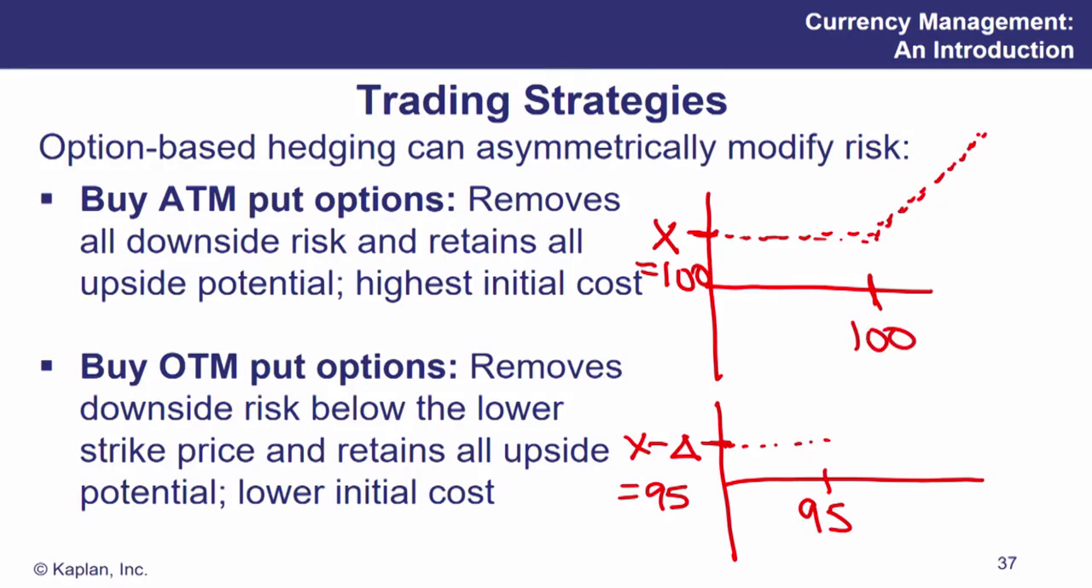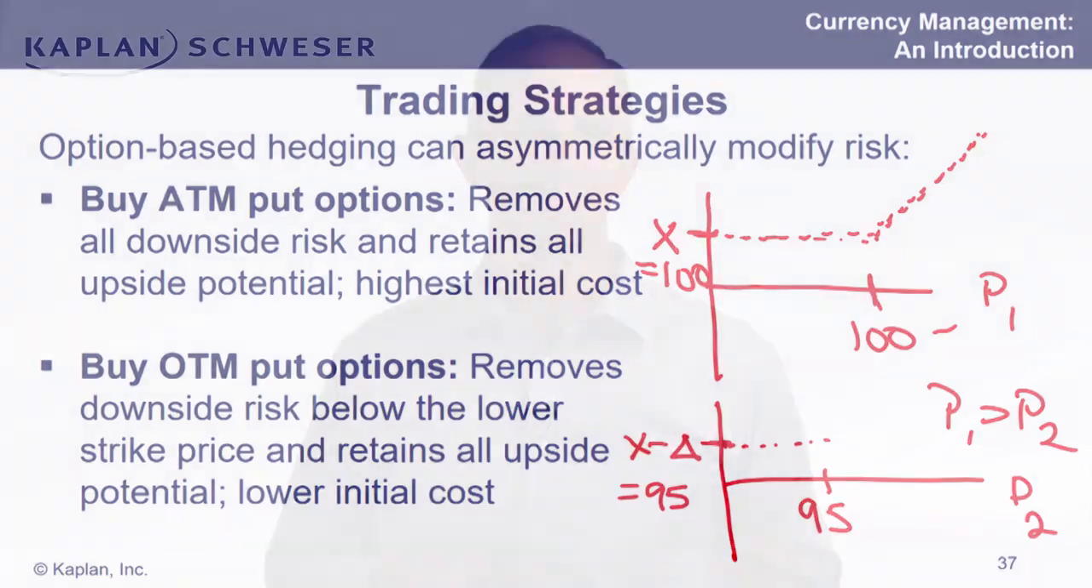So it's cheaper for me to buy a put option with a strike price of 95, because the price has to drop below 95 before it kicks in. That's less likely to happen, so that means this put option is going to be cheaper. If this is put option 1 and this is put option 2, put option 1 is going to be greater in value than put option 2 because it goes into the money sooner. So if I buy the out of the money put option, I'm paying P2 instead of P1. However, it doesn't give me as much downside protection.